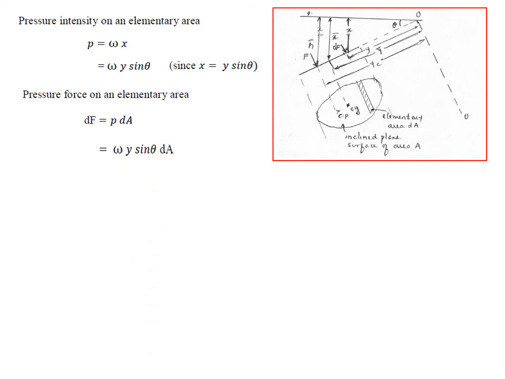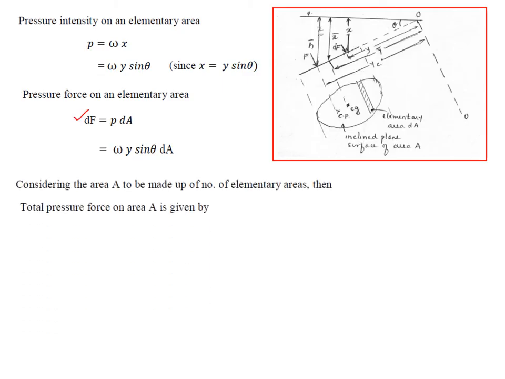Now consider the area to be made up of a number of such elemental areas, and find out the force of each of them. So the total pressure force on the area will be nothing but the summation of all the forces here. The reason why we have converted this x to the inclined distance is that the perpendicular distance for the force is always the inclined distance, not the vertical distance. So that's the reason why we have converted x to y sine theta.